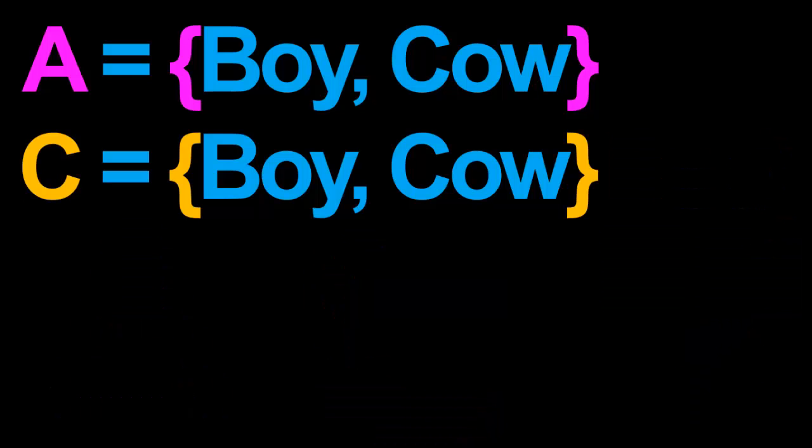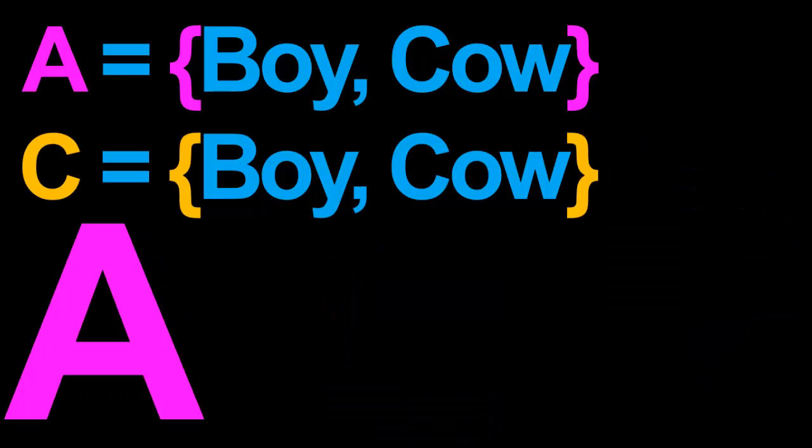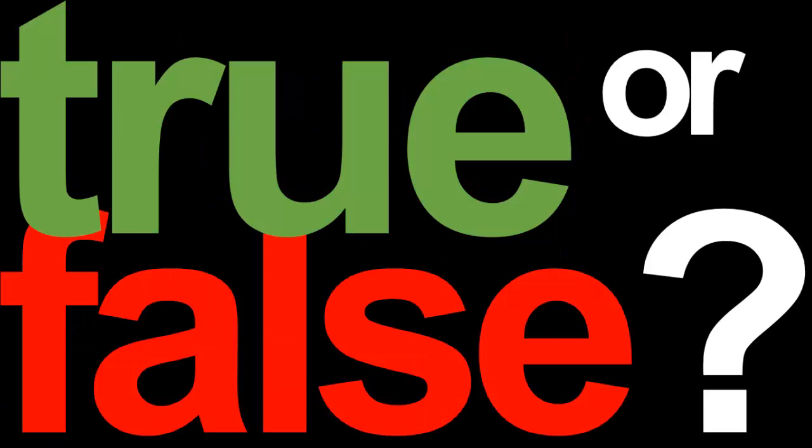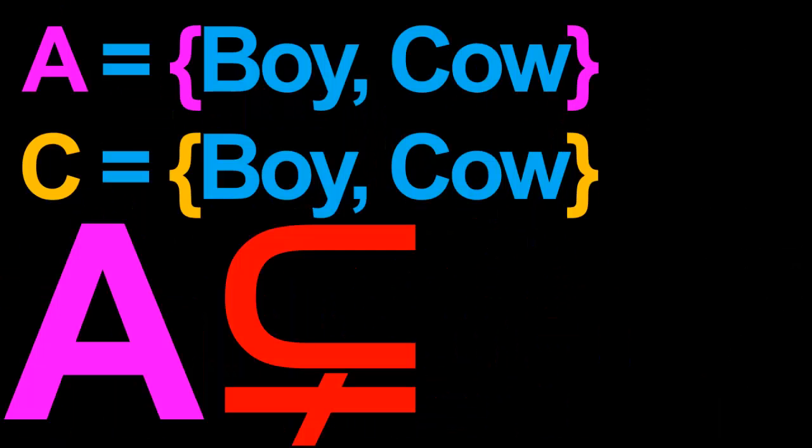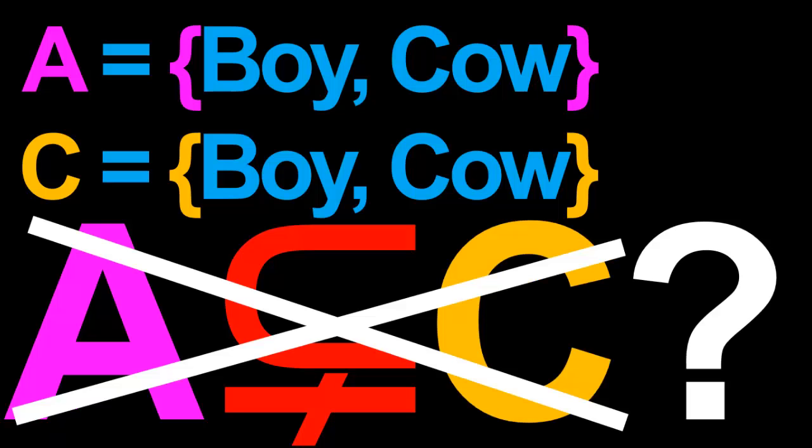Consider in contrast the sets A and C. We saw earlier that the set A is a subset of the set C. Now question, is the set A also a proper subset of C? Nope, it's not. A is equal to C, so A cannot possibly be a proper subset of C.